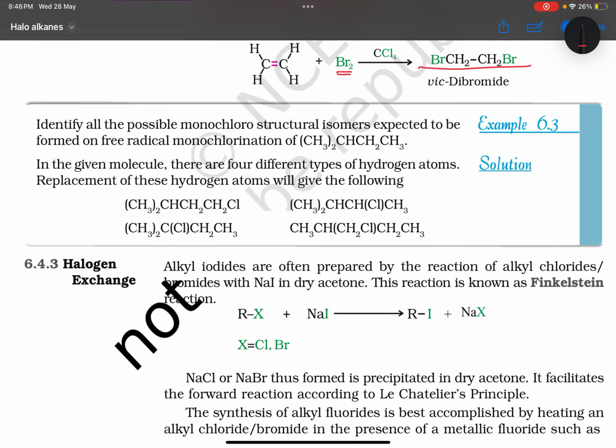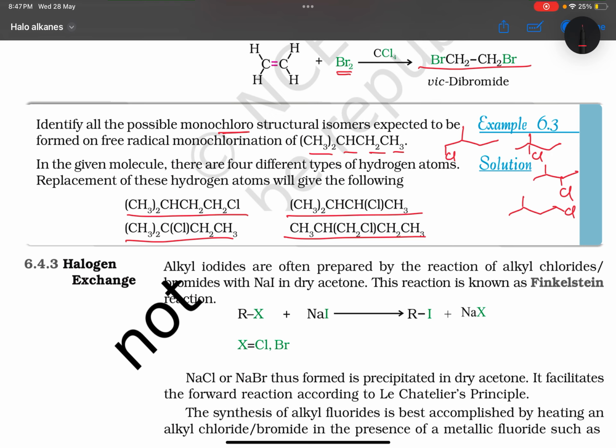Identify all the possible monochloro structural isomers expected to be formed on free radical monochlorination of CH3CH2CH2CH3. You see, this compound is actually 4 carbons like this. And chlorination is asking for monochloro. So chlorine can come at this place, chlorine can come at this place, chlorine can come at this place, chlorine can come at this place. Okay, now these are the 4. And don't write it as it is, stuff like this. Write like this, it will be easy. You are keeping chlorine at first place, at second place, at third place, at fourth place. That's it.